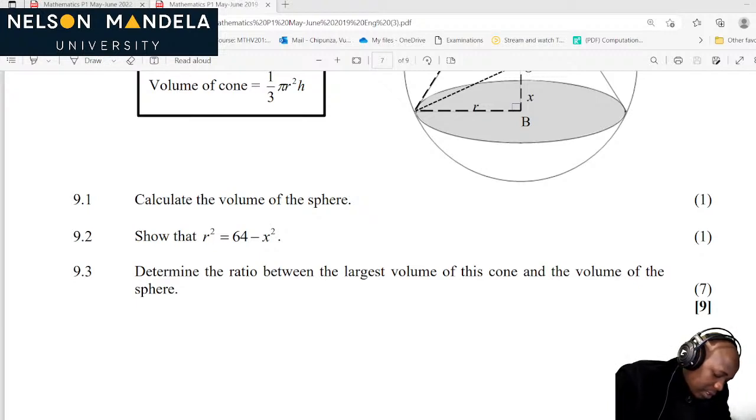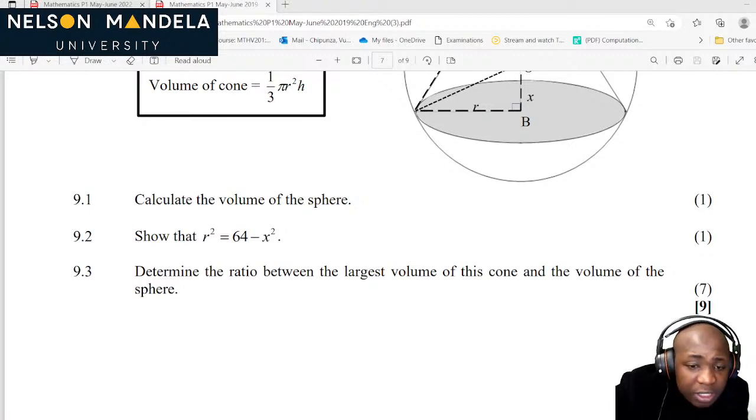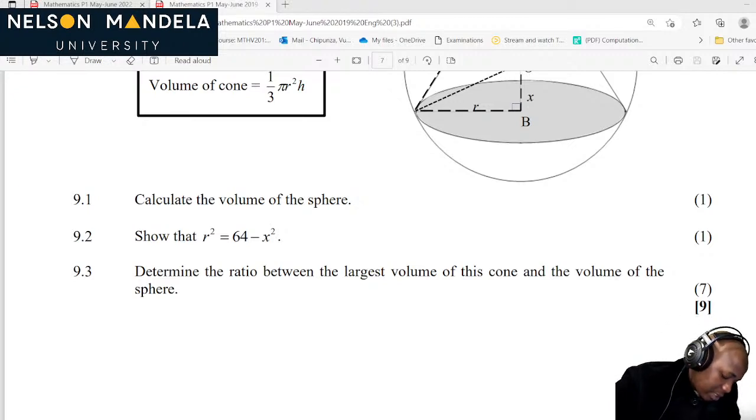So they told us show that r squared, so there's no need to square both sides. Our r squared will be 64 minus x squared. This was easy. We are just applying the Pythagoras theorem.